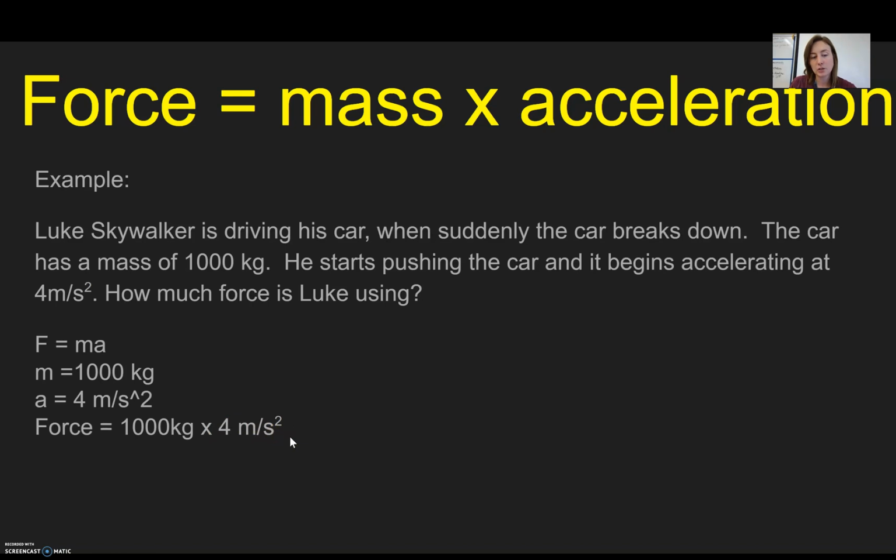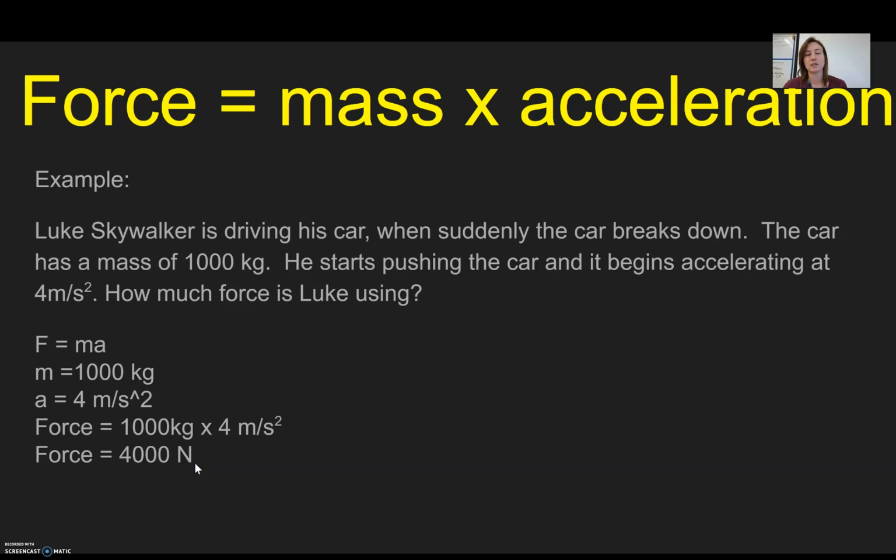Now we just use a calculator. We do 1,000 times 4, and that's 4,000. But we can't just type 4,000. We have to put a capital N at the end because it's a force. So force equals 4,000 newtons. You've got to put the capital N at the end, okay?